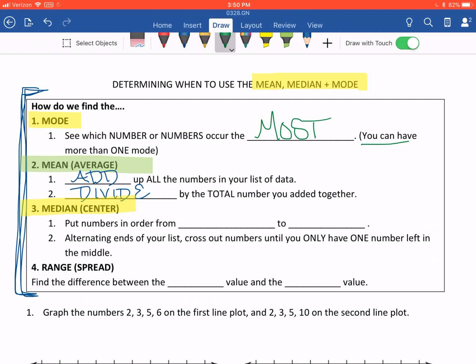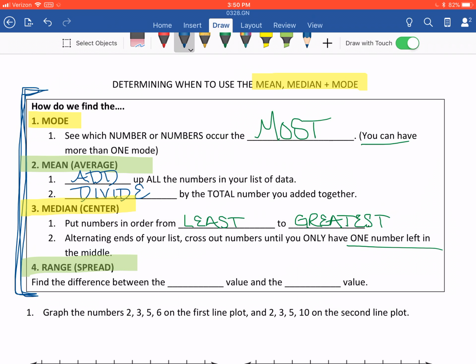Then alternating ends of the list, we need to cross out numbers until we only have one number left in the middle. If at any point we have two numbers left in the middle, we need to find the mean of those two numbers that are left. Last word here is the range. It is the difference, that space between the smallest value, which is also called the minimum value, and the largest value, which is our maximum value. That is how we find our range.